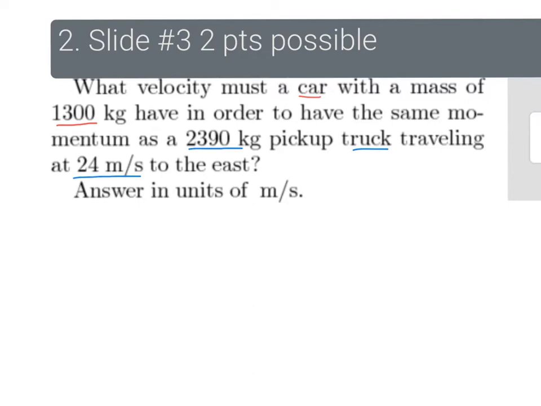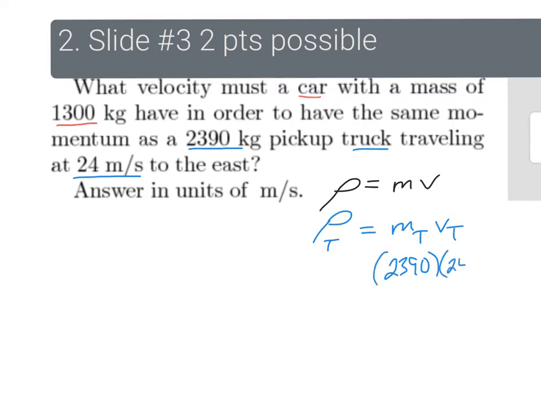Alright, so we know the equation for momentum is just mass times velocity. The momentum of our pickup truck would be equal to the mass of the truck times the velocity of the truck. We know both of those numbers. So the mass is 2,390 and the velocity is going to be 24. That gives us 57,360.